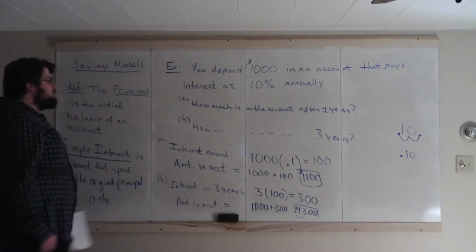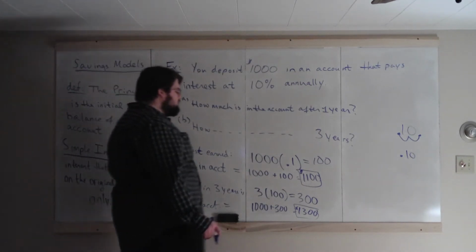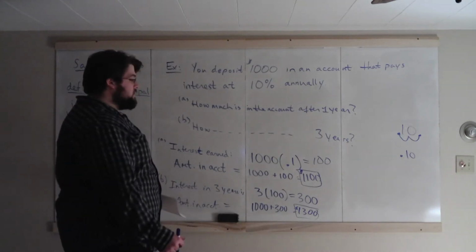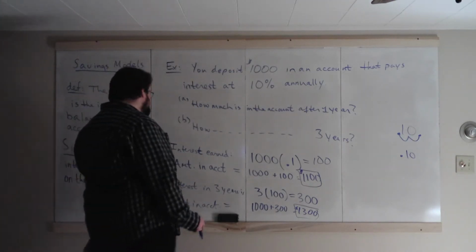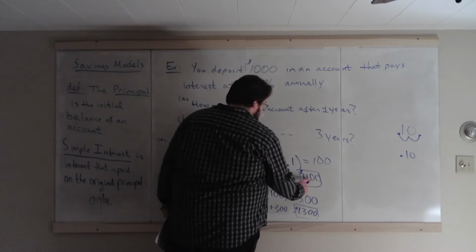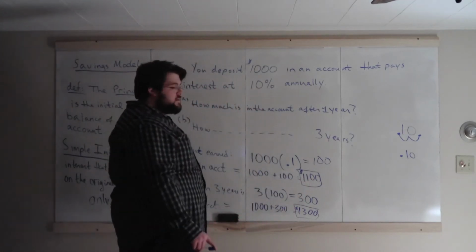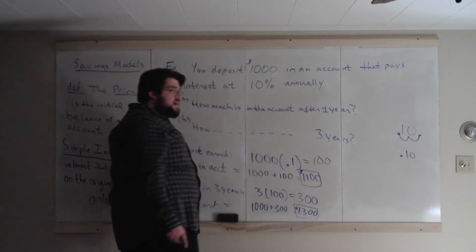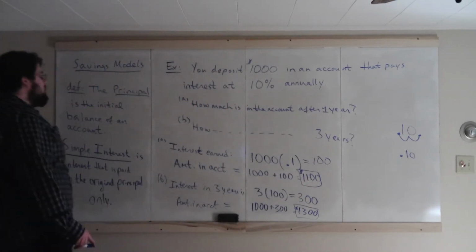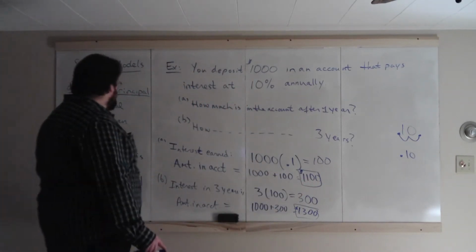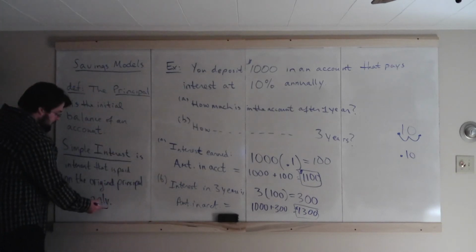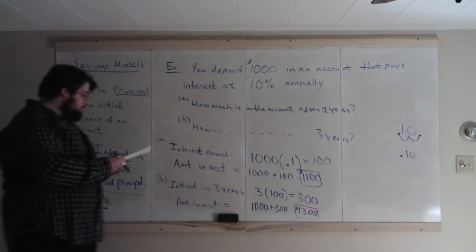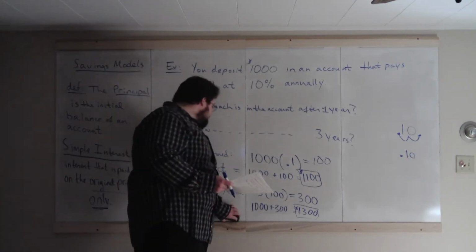So simple interest does not earn interest on the interest, if that makes sense. In other words, this may be $1,100 after 1 year, but that doesn't mean the interest is going to be 10% of that after that year. It's going to be still $100 because simple interest is paid only on the original principal. What about after 20 years?